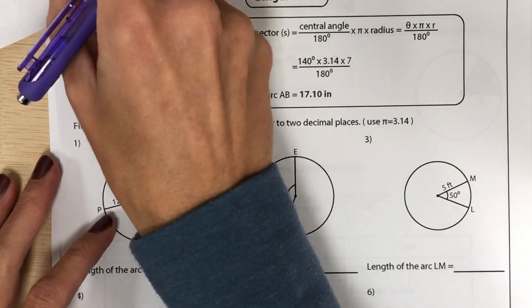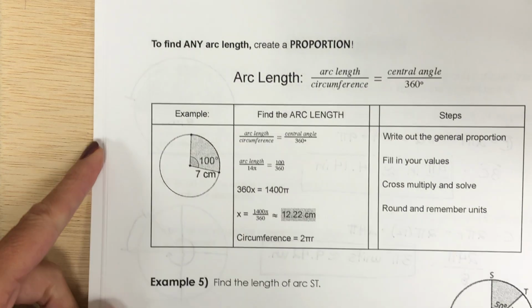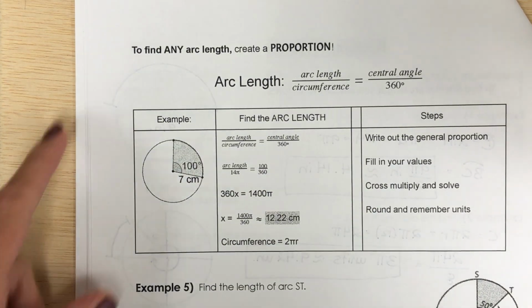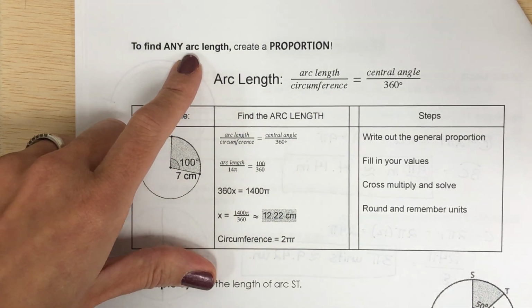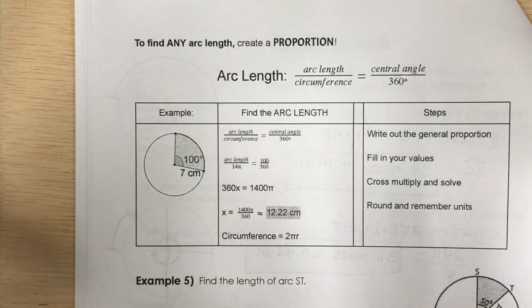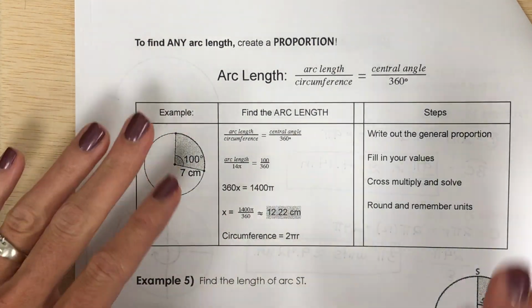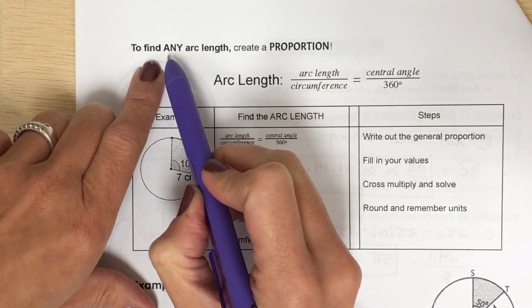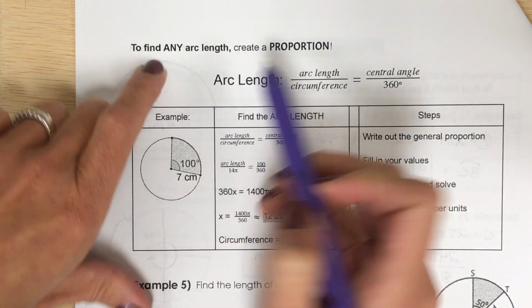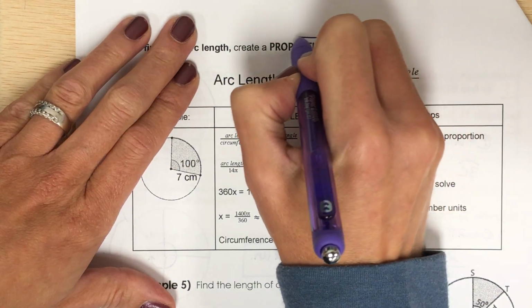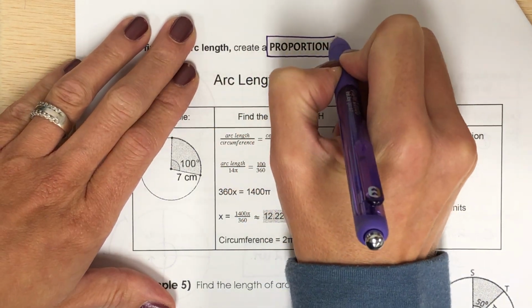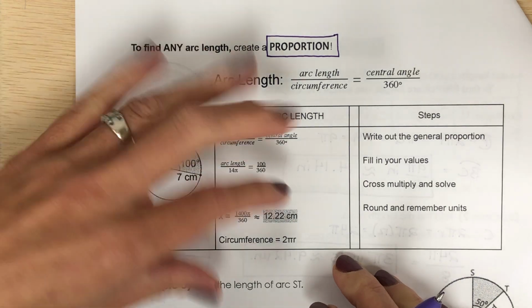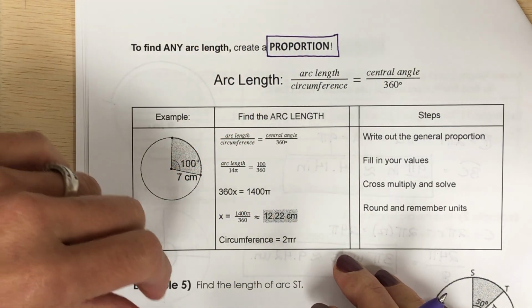However, not everything is nice numbers. So if you turn your page, we'll continue, and we are going to find the way to find any arc length, nice numbers or numbers that are not so nice. To find any arc length, we want to set up a proportion. I've seen a lot of different formulas out there. Just use this formula and you can memorize it.